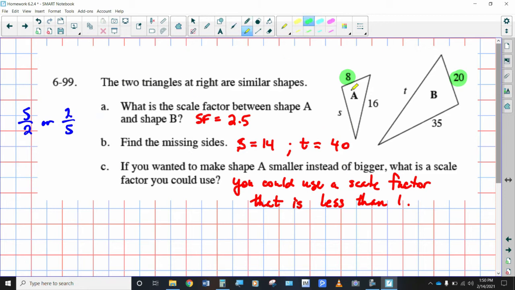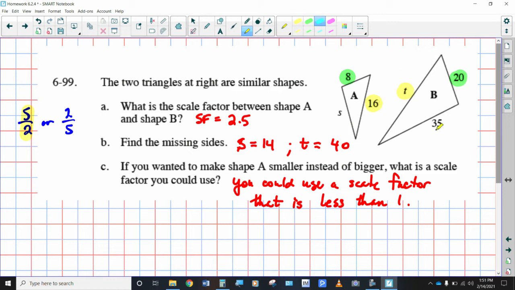So this side is the longest side. So I'm going to make sure that the 16 and the t correspond to each other when I'm solving this problem. To get the value for t, I'm going to have to multiply 16 times 5 over 2, because that's the scale factor that's greater than 1, and t is greater than 16, so you have to have a scale factor greater than 1 for this to grow.